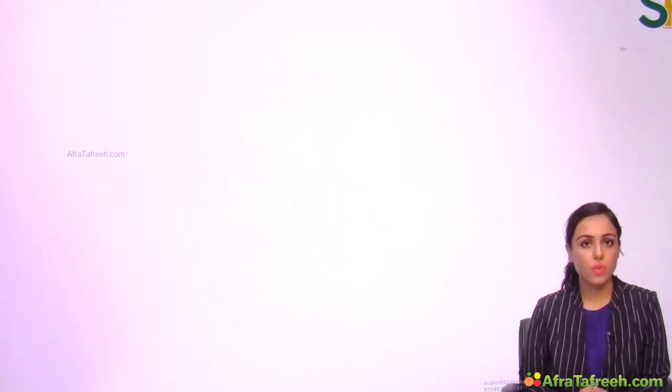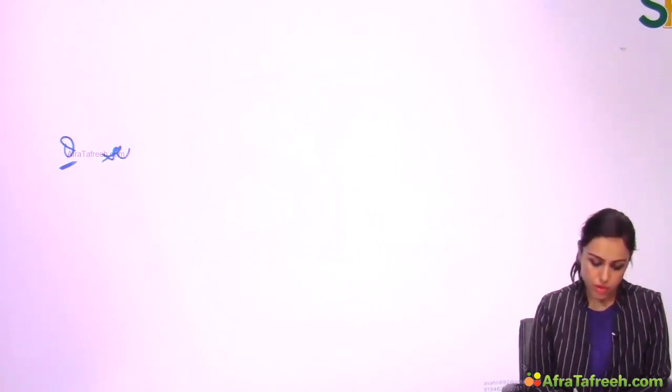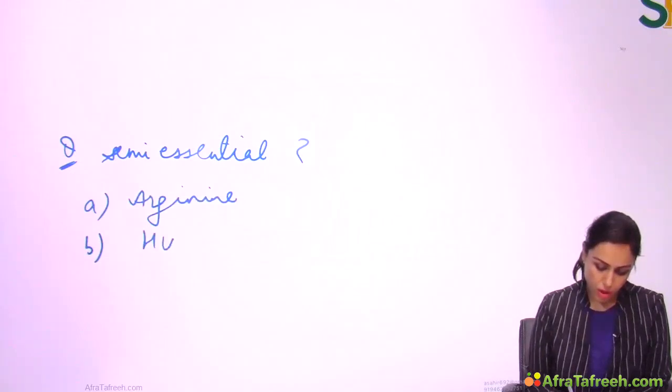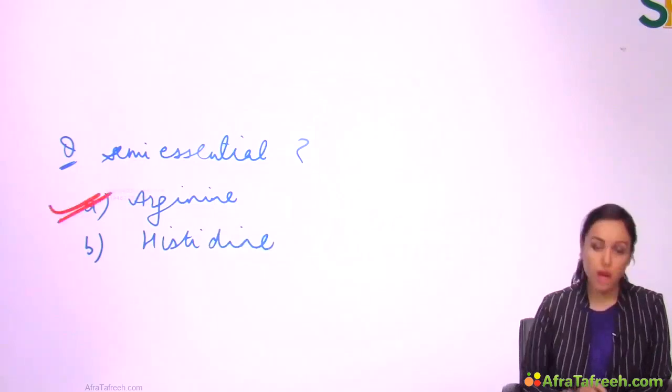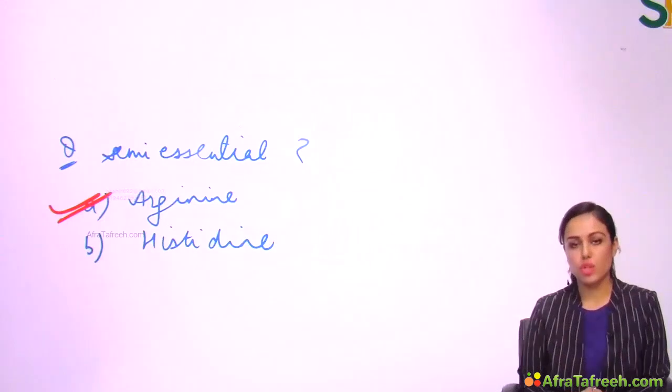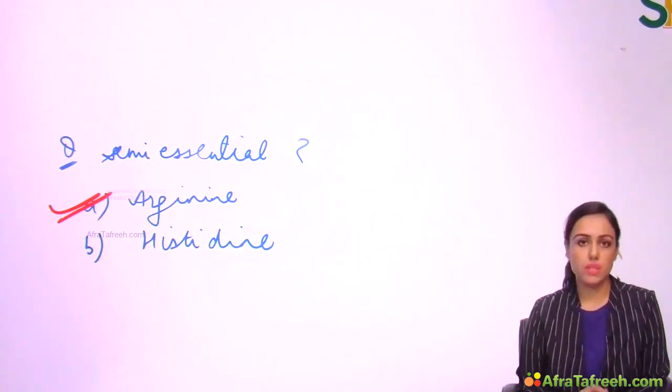Now tell me the two semi-essential amino acids. You know, they are arginine and histidine. Let's say question is asked which is semi-essential, but now both are given. Arginine and histidine, both are given. So which one will you mark? You will mark arginine. So I can say that arginine is more towards essential category as compared to histidine, right?